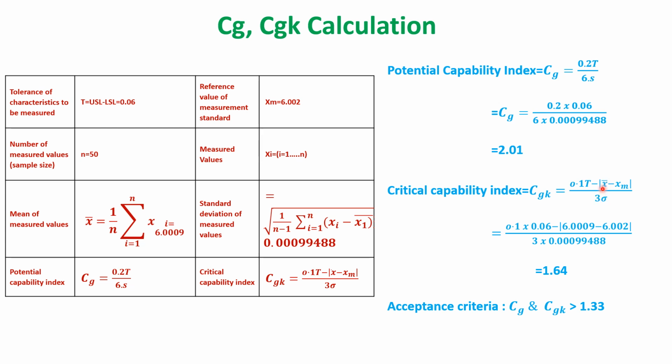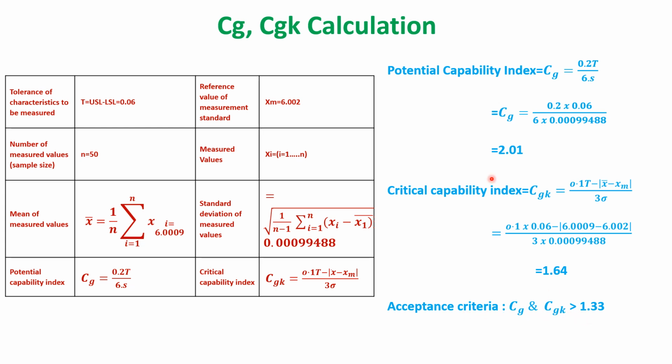Again, what is the bias? X is the average, this is the average, and xm is the master value. So what is the master value or the reference value? This is the reference value. If you put all these things into the formula, I got 1.64. The important thing here is that for this difference between the average and the master value, the absolute value should be taken. If it is negative, it should be made positive. That's why the mod sign is there. After calculation, we have got Cgk of 1.64, and the acceptance criterion for both is that it should be more than 1.33.